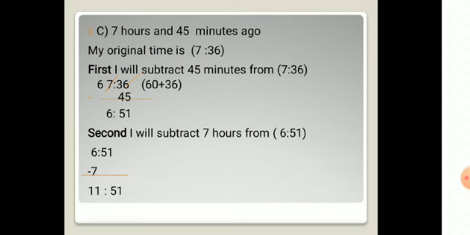Excellent. When I am on 6 o'clock, I need to go backward 7 hours or earlier 7 hours or before 7 hours. I have to move anti-clockwise on my clock 7 steps. So I will stop at 11. So my time now is 11:51.